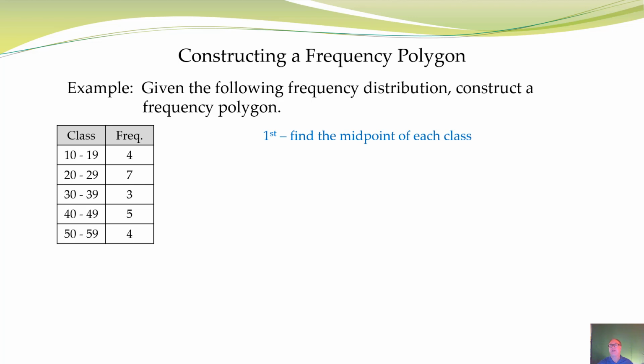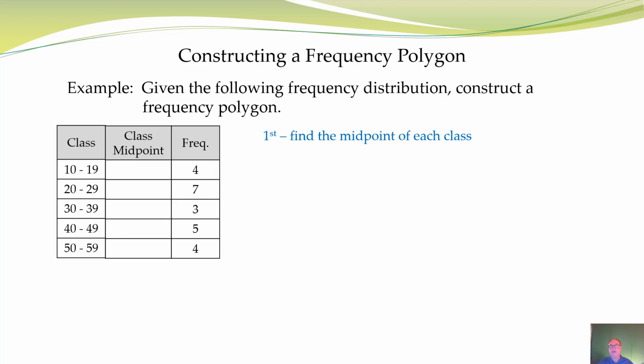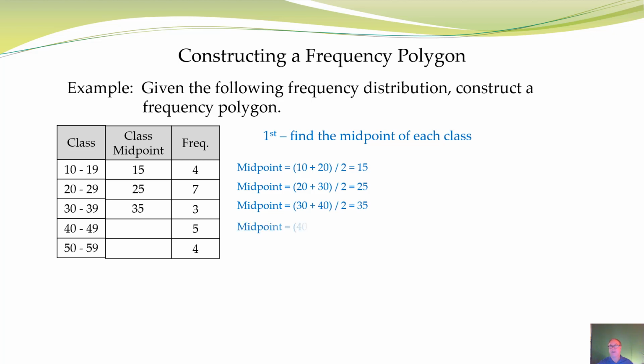So first, we need to find the midpoint of each class. So I'll insert a column for class midpoint. The midpoint of the first class would be 10 plus 20, the next class lower limit, divided by 2, which is 15. Next one would be 20 plus 30 divided by 2, etc.